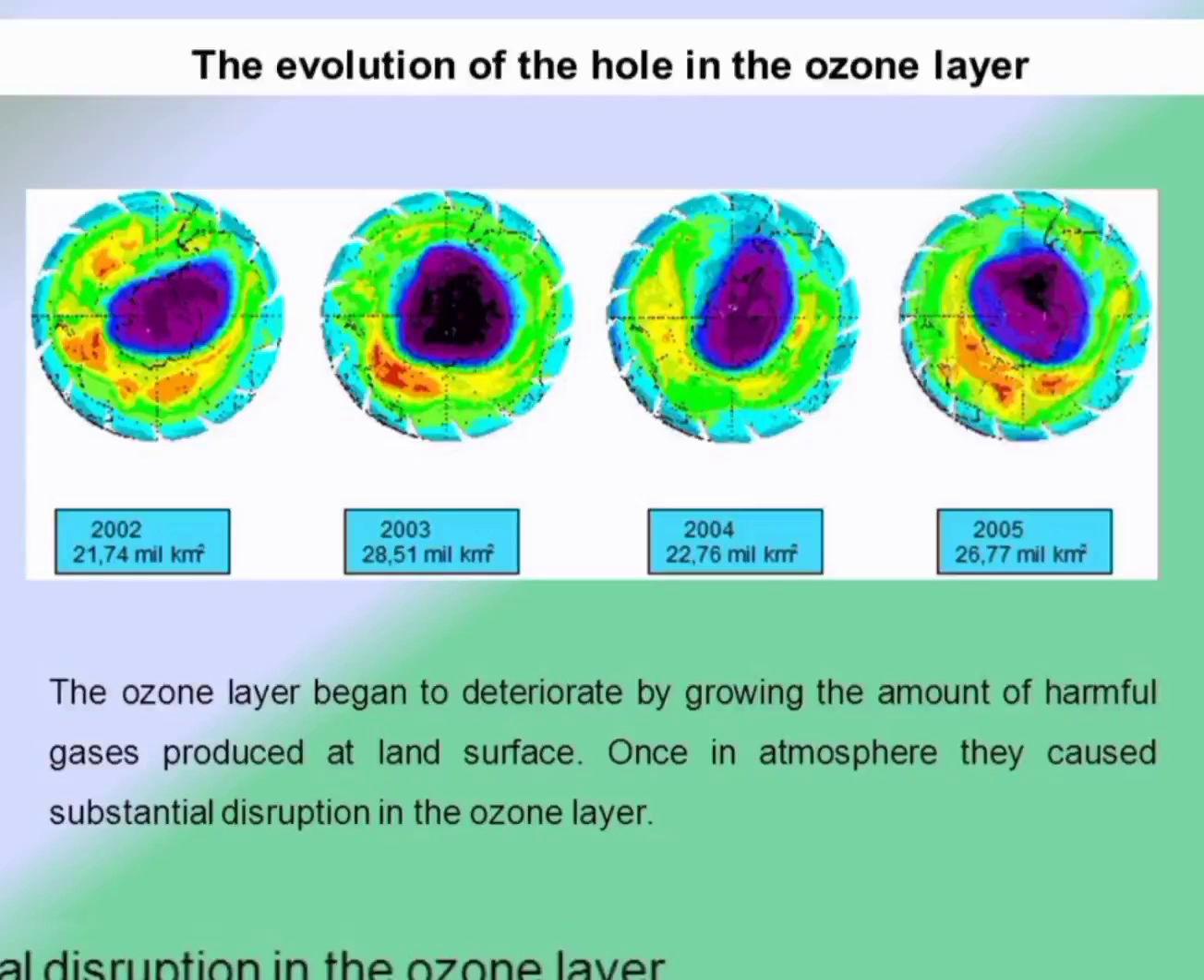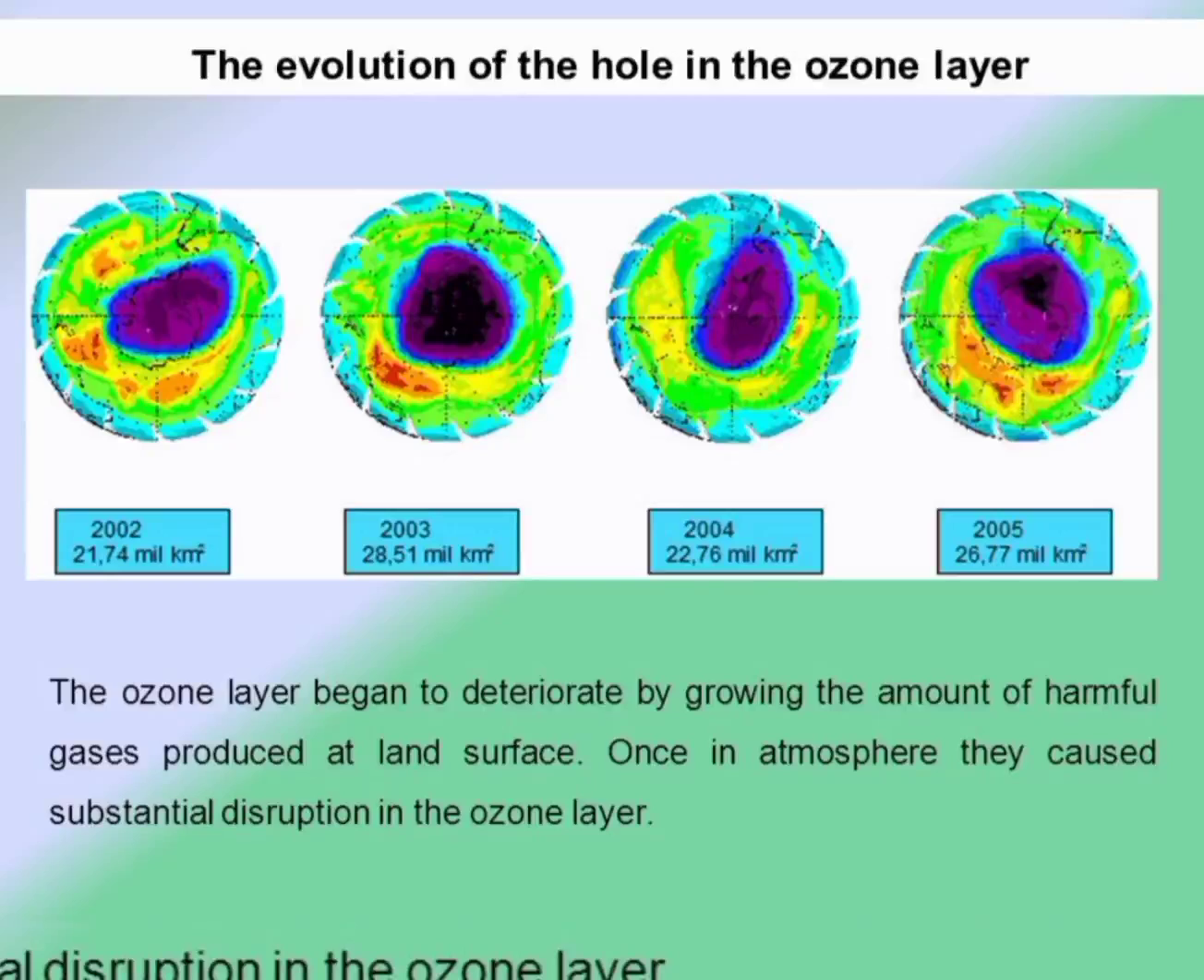It shows the evolution of the hole in the ozone layer. The hole in the ozone layer starts from 2174 million kilometers and it increased to 2677 kilometers within a short period of time. Thus we can say the hole is expanding at a rapid speed, so it's our responsibility to protect it.